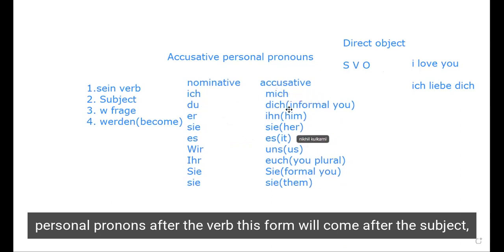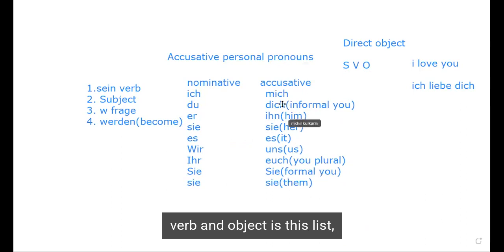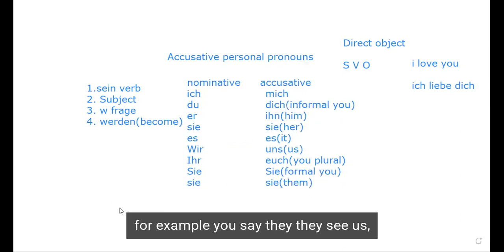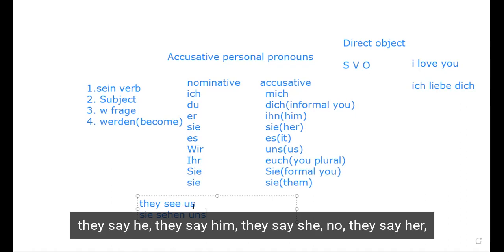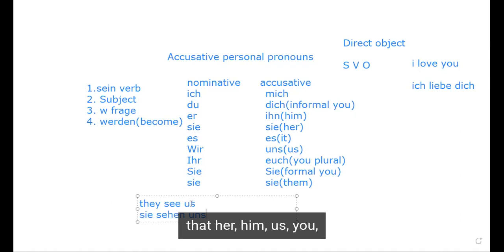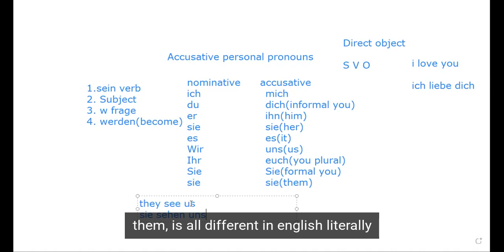After the verb, this form will come. After the verb, subject, verb, and object form is this list, entire list. For example, we say they see us. They is in nominative form. After the verb, we have the accusative form. We say they see we? They see I? They see he? They see him. We say right. They see she? No. They see her. That her, him, us, you, them is all accusative form in English.